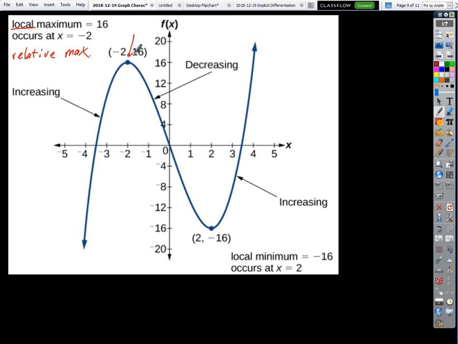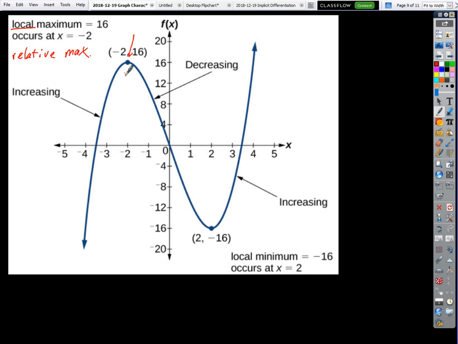If he walks forward or backward, he's going to end up lower than he was before, agreed? So it's a maximum. What is a maximum? It's just a transition from increasing to decreasing, isn't it? On the function. That's all it is. But it's only relative because there might be other places he could go that would be higher.